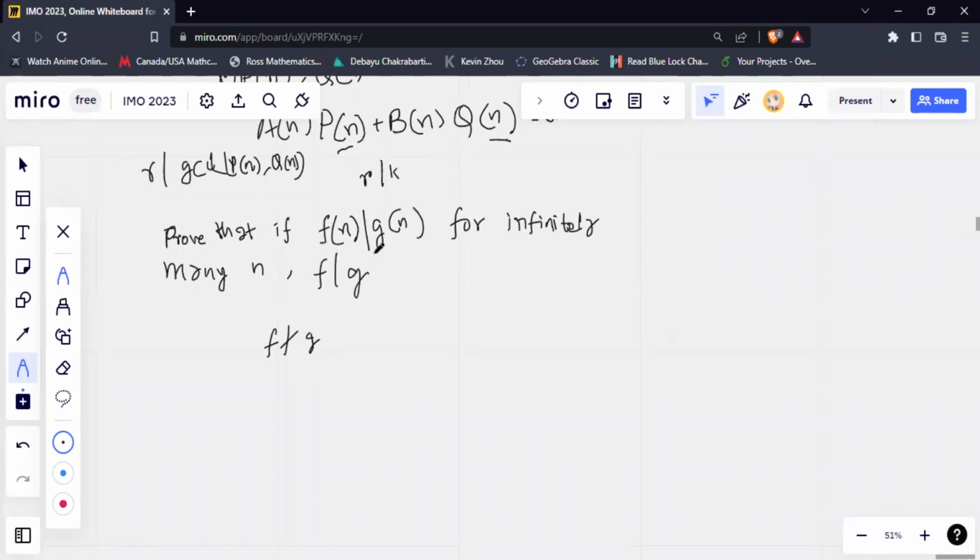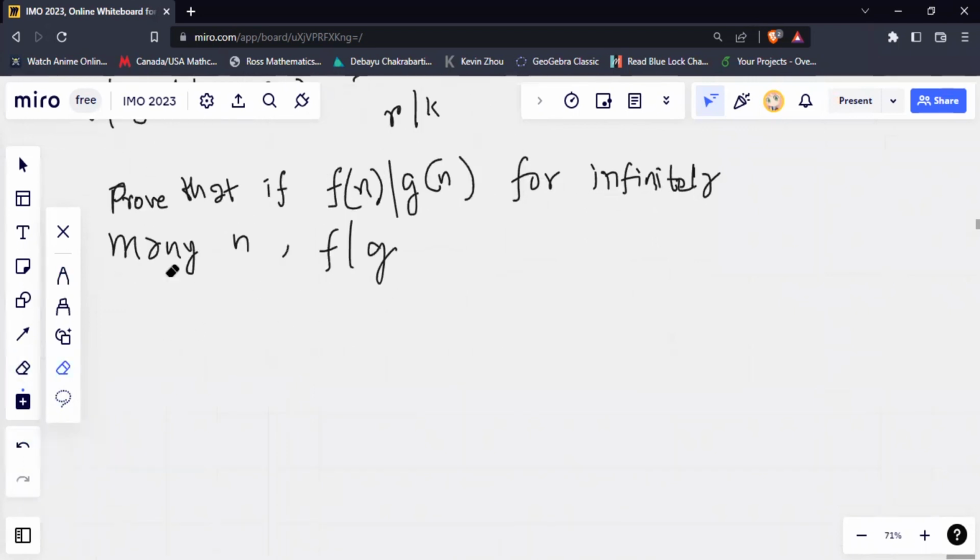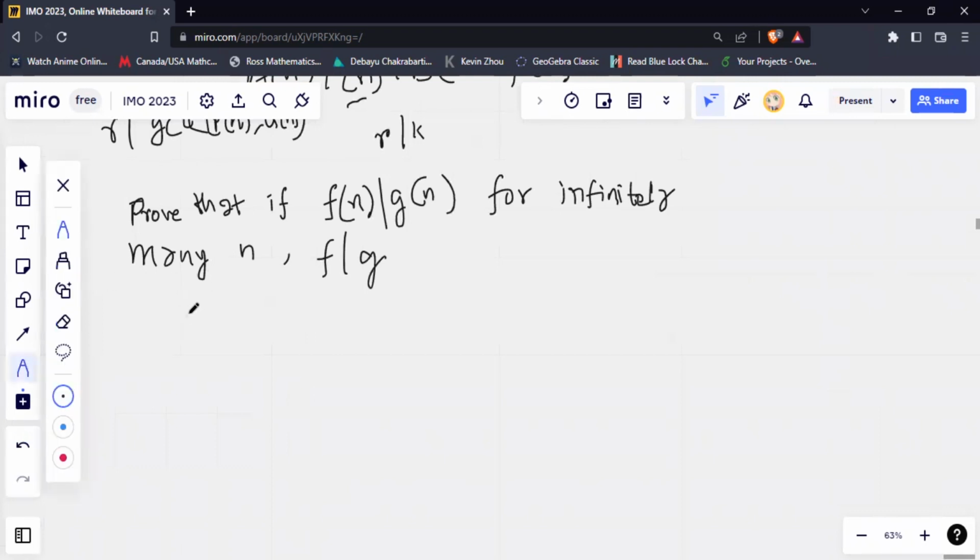You can consider the Euclid expansion of g of n with respect to f of n, and the remainder should be smaller than f of n, right? That would give a contradiction. It's a size contradiction. Just pick a very large n, and that will give a contradiction.